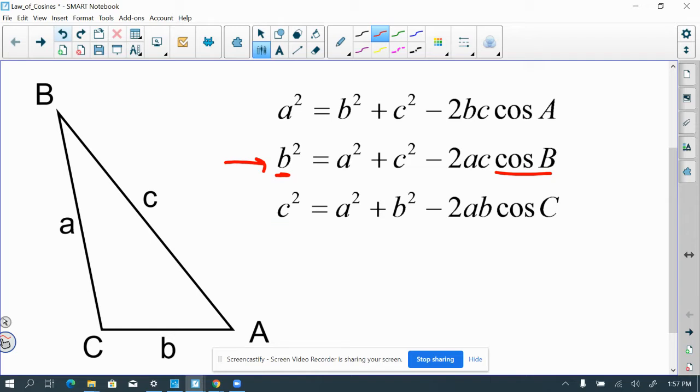And then the others: when you talk about side B, the other two sides are side A and side C. You've got A squared plus C squared, so you're adding the two squares, and then those two occur again next to the cosine, minus 2 times AC. You should have this memorized, but you don't have to spend time to memorize it. All you have to do is follow along with the notes that we're doing and do the homework. That will be sufficient in getting this into your brain.